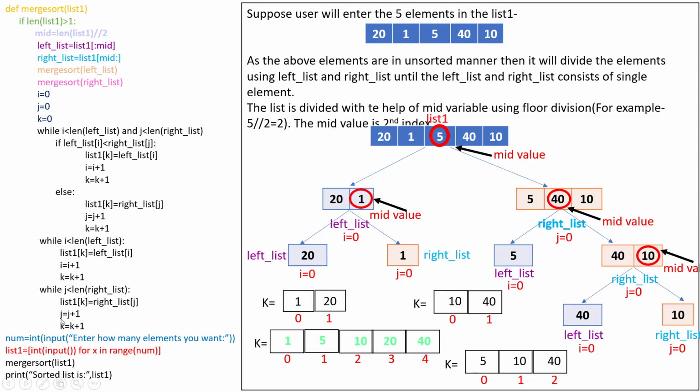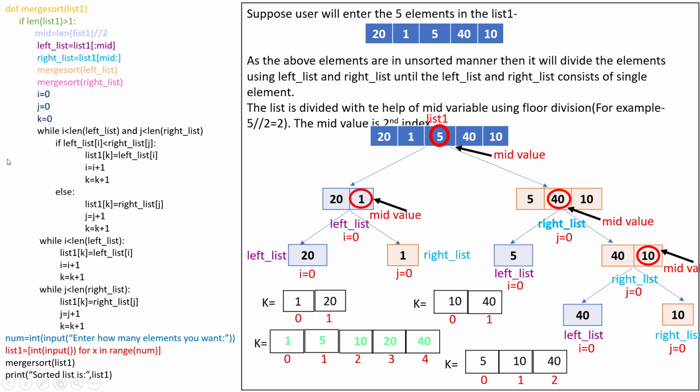Again, j equals j plus 1, so j becomes 2 plus 1 equals 3, and k equals k plus 1, 4 plus 1 equals 5. K is now 5, j is now 3. Again, it will go in the while condition. Is 3 less than length of right list? Length of right list is 3. 3 less than 3, false. It will terminate.